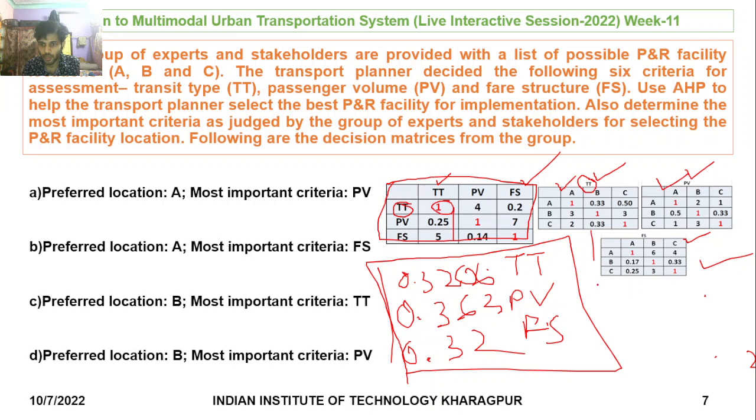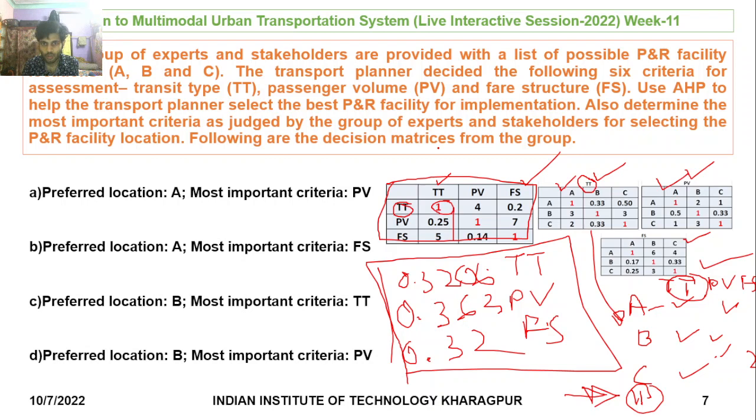So if you do it finally, for TT you will get an average value of A, average value of B, and average value of C. And then for PV you will get average values of A, B, C, and for FS also. So now if you know the weight of TT, you multiply your A value by the weight, for A, B and C, and then you add up. Whichever gives the highest value will be your main location which we want to choose, right?